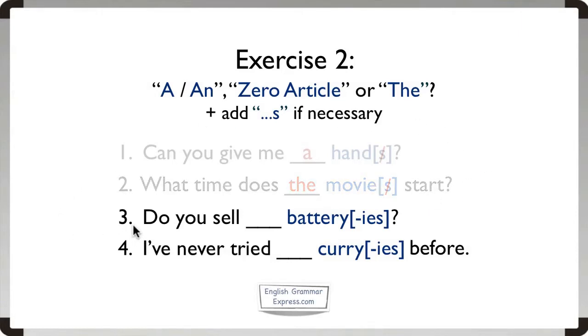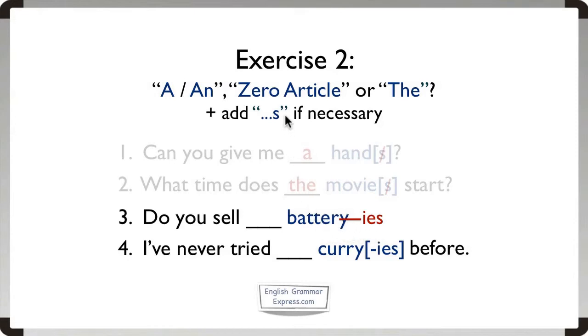Sentence number 3 now. Do you sell something battery? As before, the first question is, what is the main noun? And that is battery. The next question is, are we talking about battery in the singular or in the plural? And the answer is, it's in the plural. And the next question is, are we talking about batteries in general or in particular? We can't use a or an because battery is in the plural.